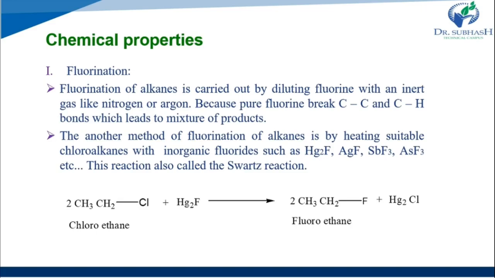So in this reaction, first we take the chloroalkane and react it with Hg2F2. Okay, so chlorine and fluorine atoms are substituted, replaced with each other. So the fluorine atom attaches with the ethane, making fluoroethane, and the Cl atom attaches with the Hg2. Okay, so that is removed.